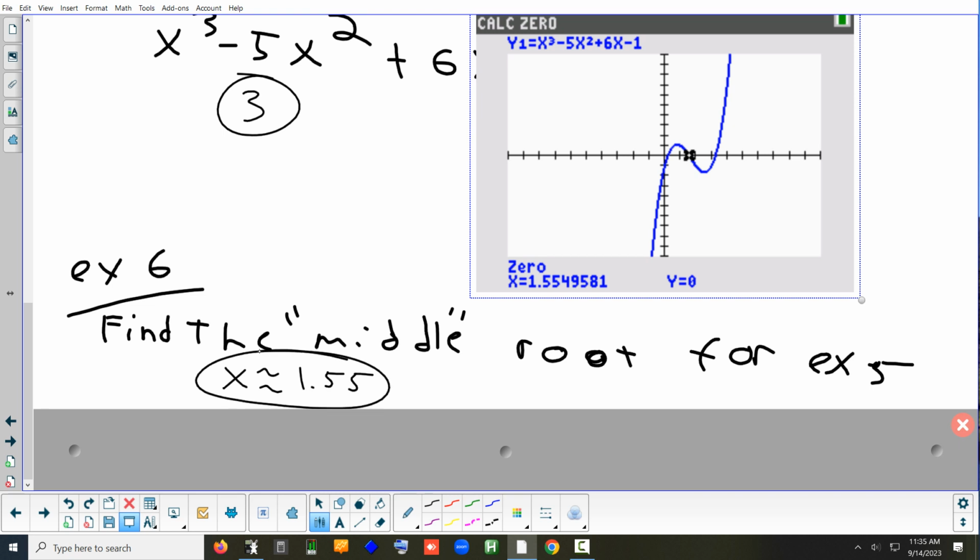If you didn't know what I meant by middle and you had a graph, I would point to it and say, well, I want to know this one. I wouldn't tell you how to do it. You have to know that for the test.